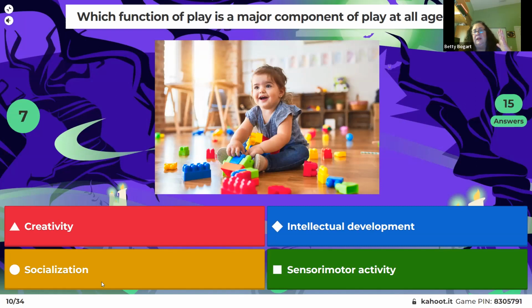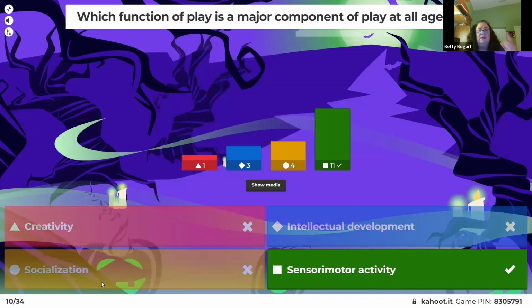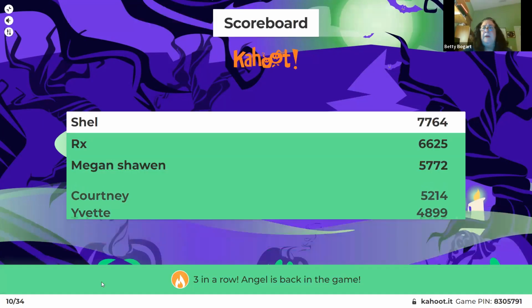I mean, this one thing makes all the other stuff. So it starts with sensorimotor activity, right? The touch, the feel, the mouth, exploring it in the mouth. Motor, then it creates the creativity, socialization, and the intellectual development, okay?